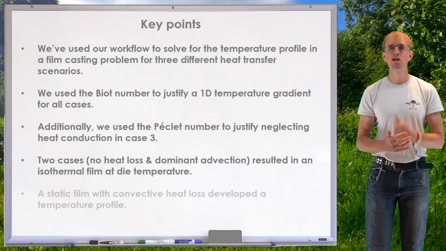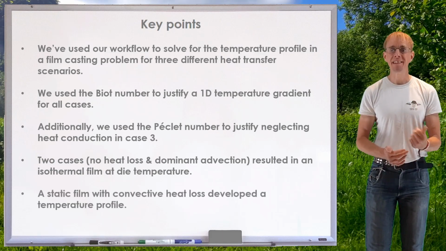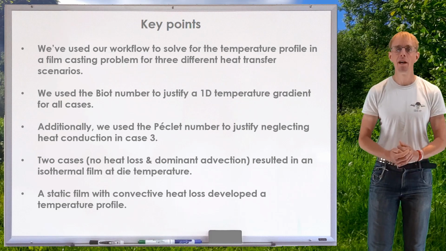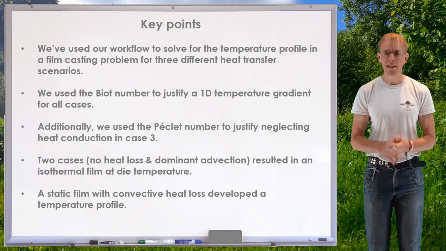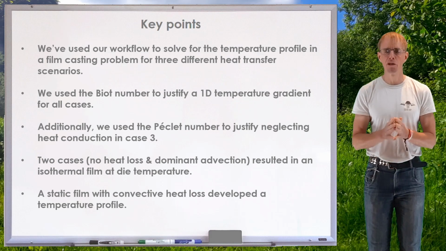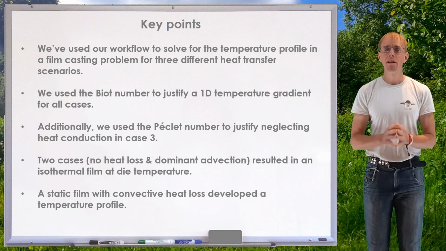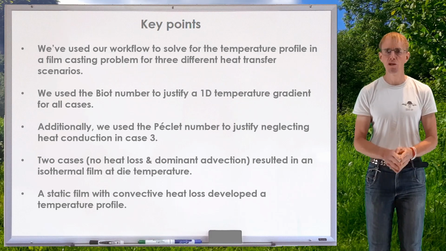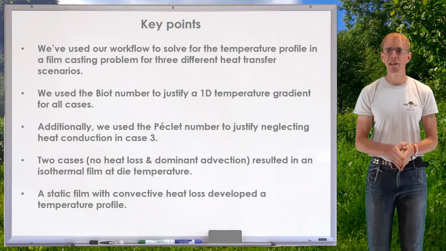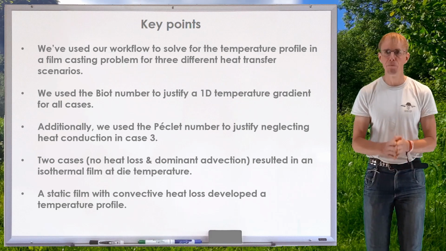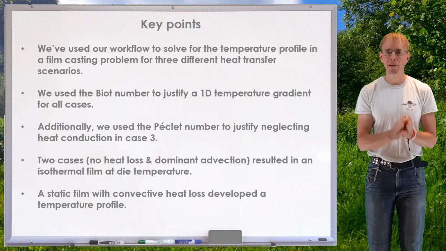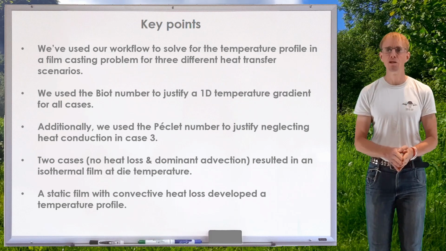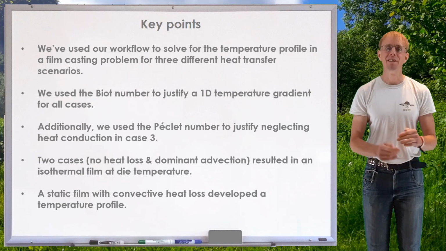That extrusion line shutdown problem, a static film but still with convective heat loss, allowed us to develop a temperature profile along the length of the film, and when we sat down and thought about what that temperature profile should look like, our mental model closely corresponded to the mathematical solution, yet again illustrating the value of sitting down and thinking about the problem before you solve it, constructing that mental model, and then comparing your mental model to the final mathematical solution that you get, and hopefully finding that they're the same thing.